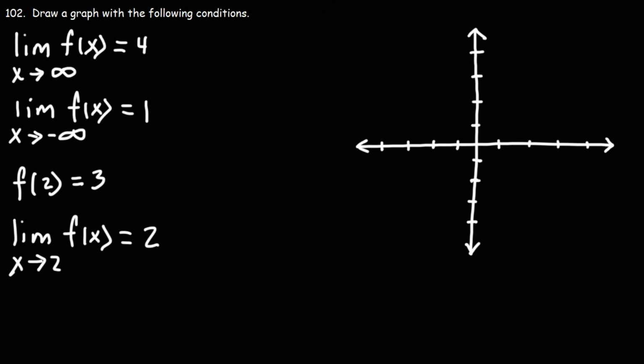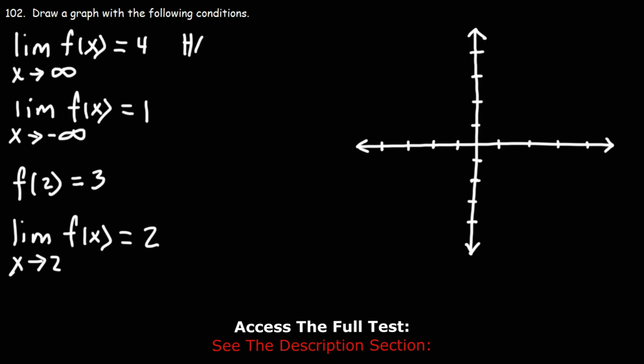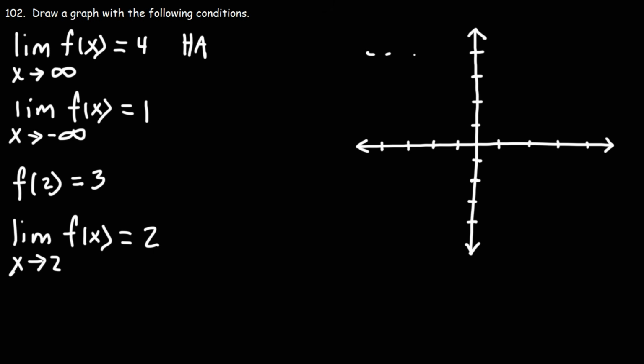Number 102, draw a graph with the following conditions. So we have the limit as x approaches infinity, and that equals 4. So this limit at infinity gives us a horizontal asymptote at y equals 4. So we can draw a horizontal asymptote if we want to.